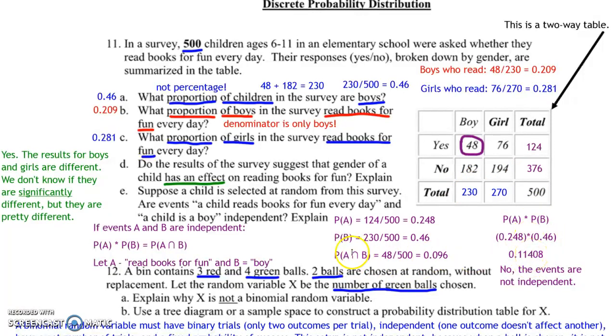On the two-way table, we're able to see that the probability of A and B, which is reading books for fun and being a boy, that's 48 over 500, that's 0.096. These two numbers are not the same. If the events were independent, then this number, 0.096, and this number, 0.11408, would be the same. But they're not, so they're not independent.